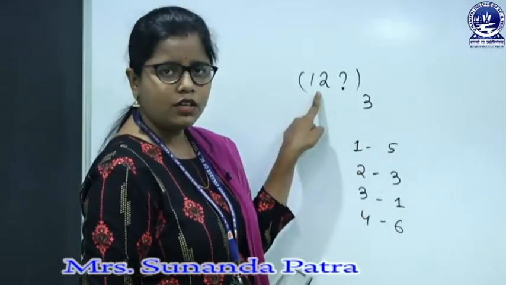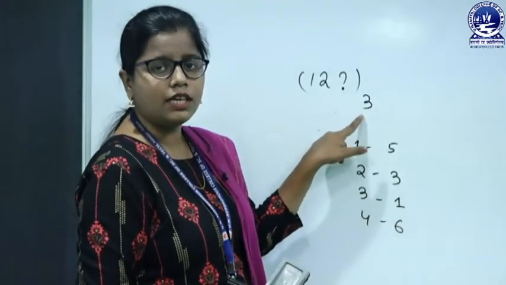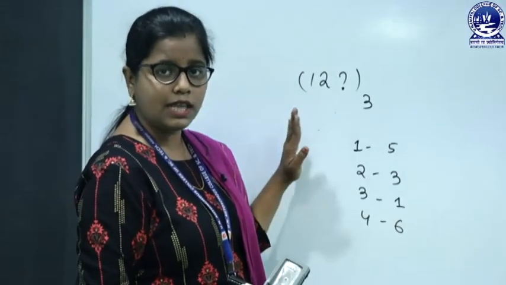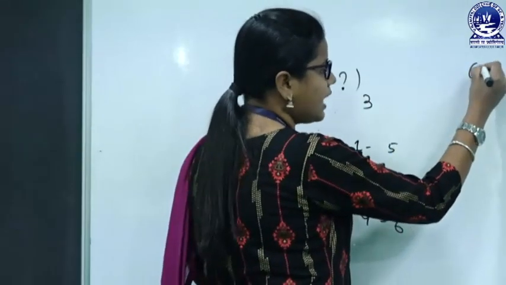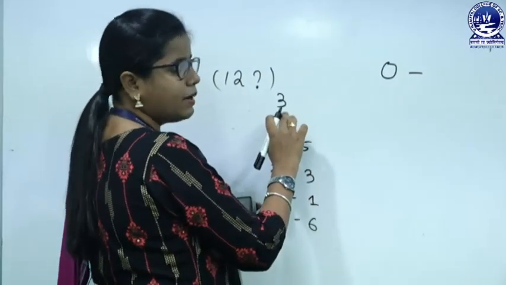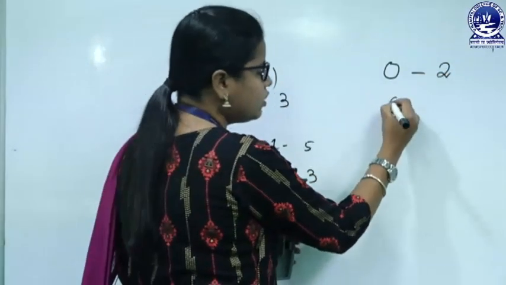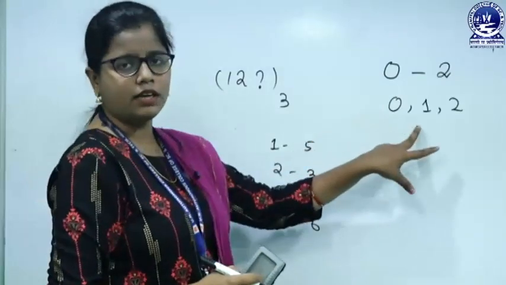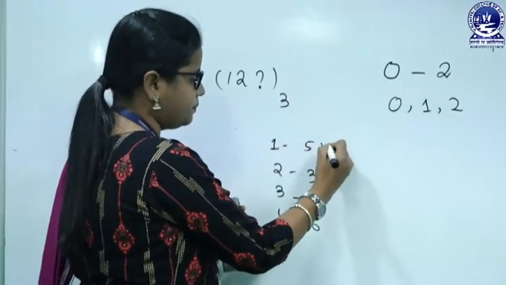Should 5 be there? No, because the base is 3. If the base is 3, how many digits should be there? There should be 3 digits in that number system. And what are those digits? The digits start from 0 and go up to base minus 1. The base is 3, so that goes up to 2. So those are 0, 1 and 2. So 5 is beyond that. 5 is not in our range. So 5 cannot be here.